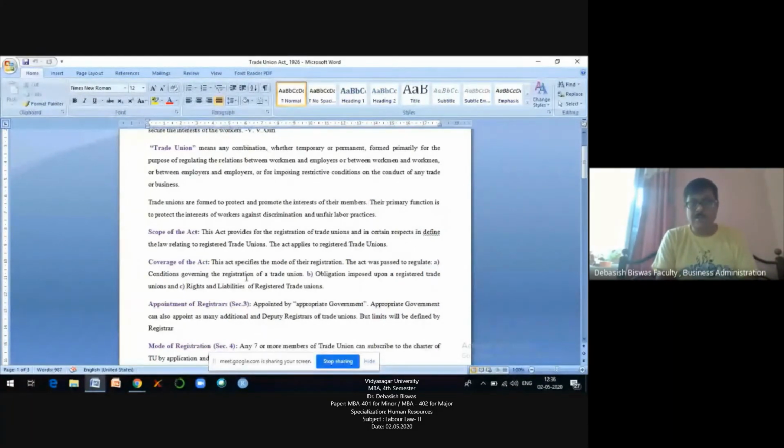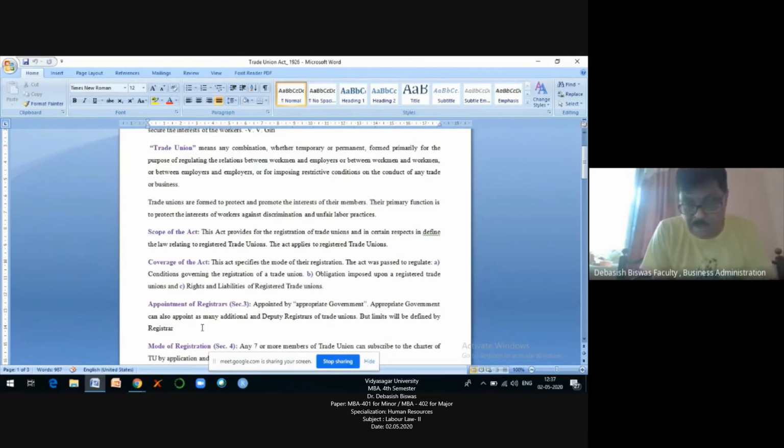So, under the coverage of the act, the main coverage is the registration procedure, how you can apply for the registration of your trade union. So basically, any 7 persons who are working in an organization can apply for the registration to whom? Before the registrar. You have to apply before the registrar, and the registrar is basically appointed by the appropriate government. An appropriate government can also appoint as many additional and deputy registrars of trade union.